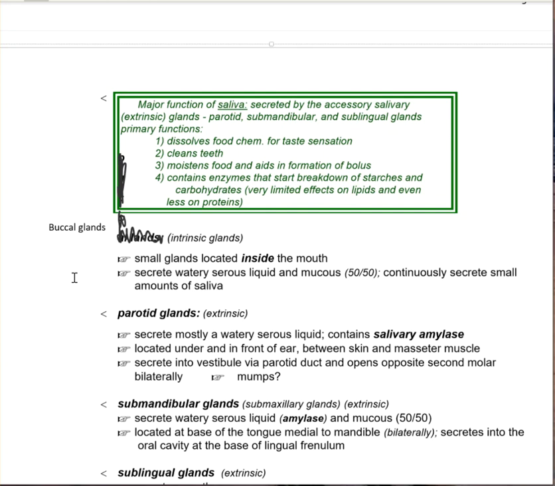Before we get there, the major functions of saliva. The salivary glands, the accessory salivary glands, the ones outside, secrete most of the saliva, and we'll get to those in a second. So what does saliva do? Well, we know that it dissolves food chemicals for taste sensation. Remember, for taste we had to dissolve chemicals in water, so the saliva is the water. It helps clean the teeth by washing over them, cleaning away debris and also washing away some bacteria. It moistens food and aids in the formation of a bolus, and that's really important.